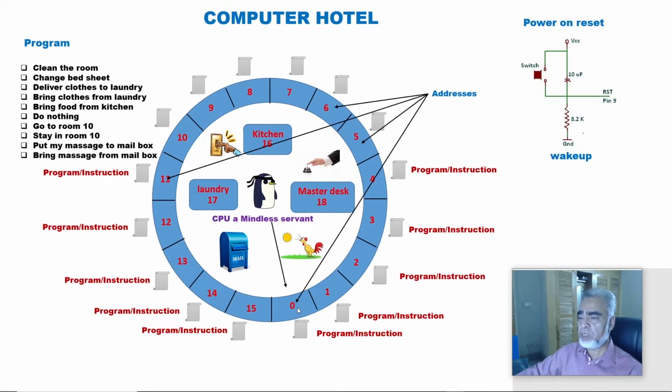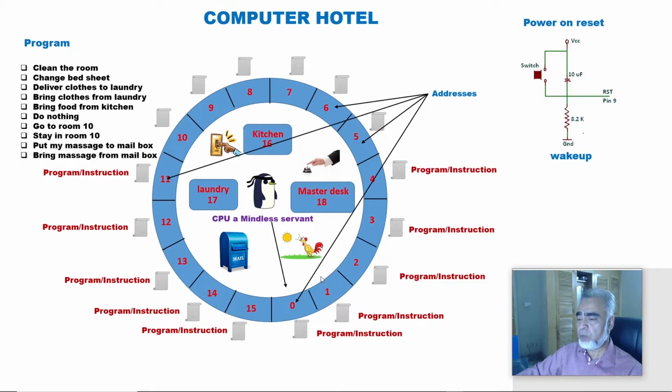Here we have only 16 addresses to understand the concept of interrupt and polling. If the CPU, or the servant, wakes up, it will go to address 0, or room number 0. Here at address 0 it will find a program or instruction, as we have written in our previous programs, that is jump to initialization routine. After executing this instruction, the servant will go to room number 1, and here it will find some other instruction and program to execute.